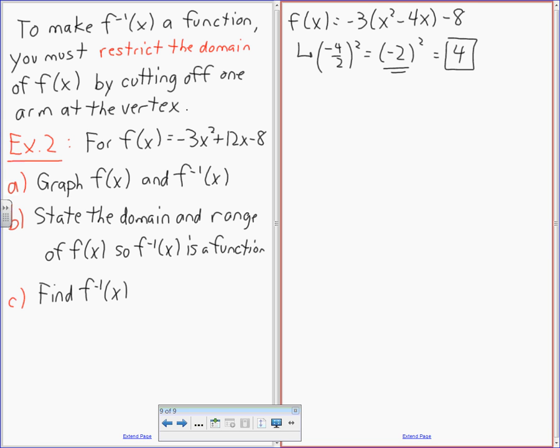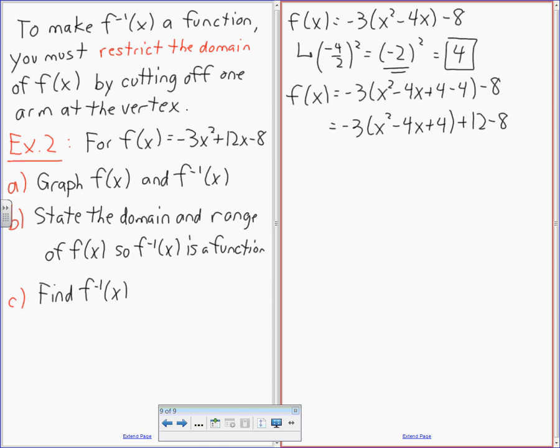Cool. Austin, next step here, please. Okay. Okay, great. Next step, please. Go ahead. So then you just take the negative 4 out and times by negative 3. Change the plus 12 to minus 8. Okay, great. Summer, go ahead.